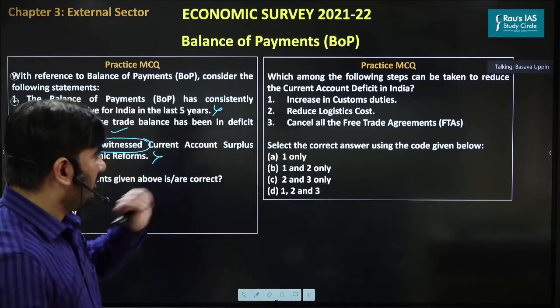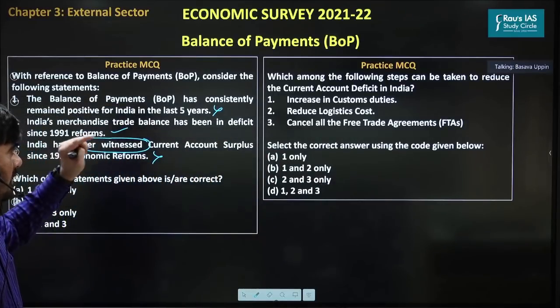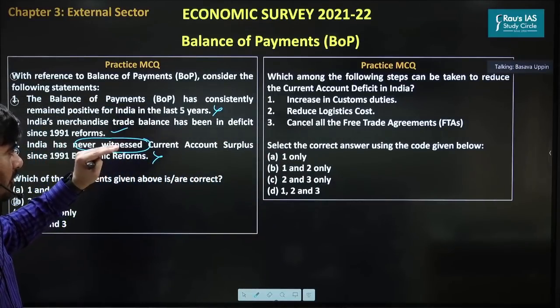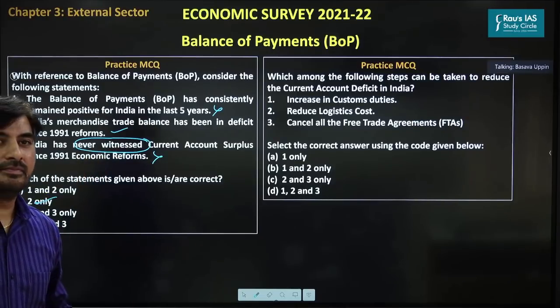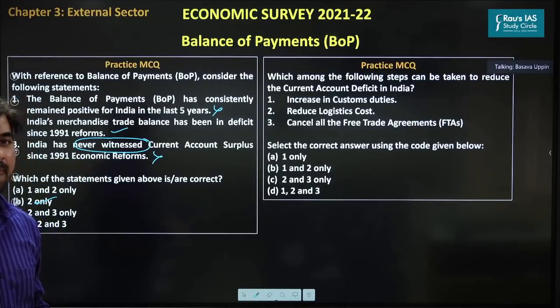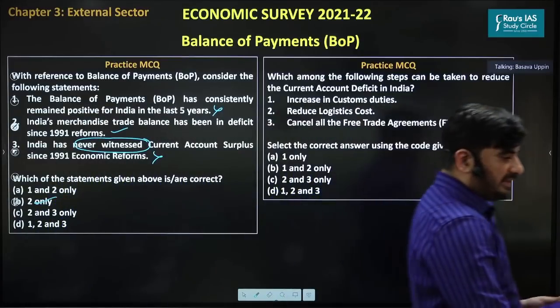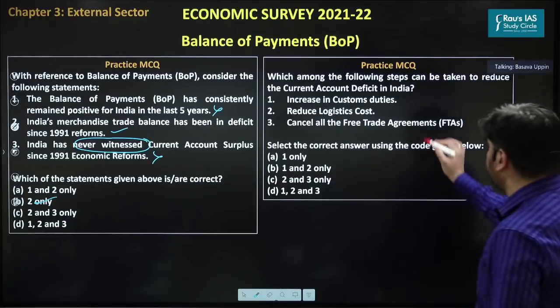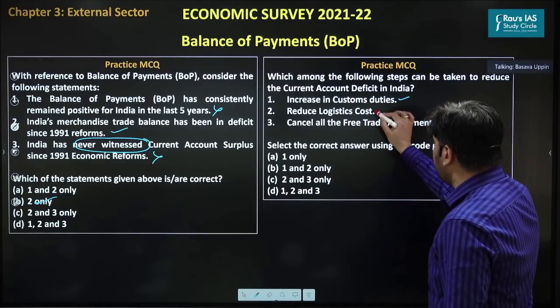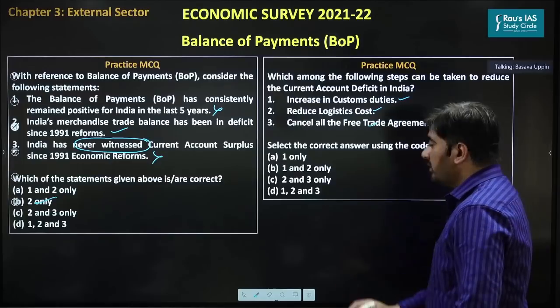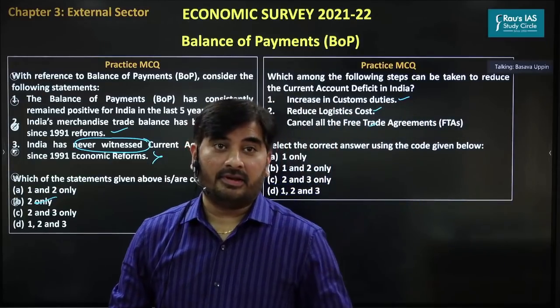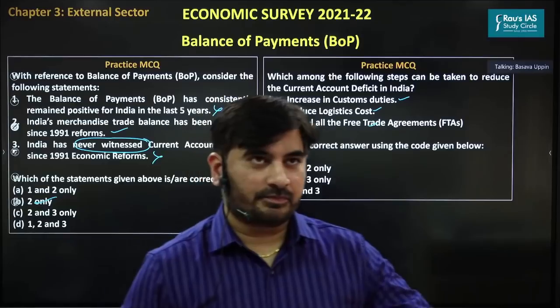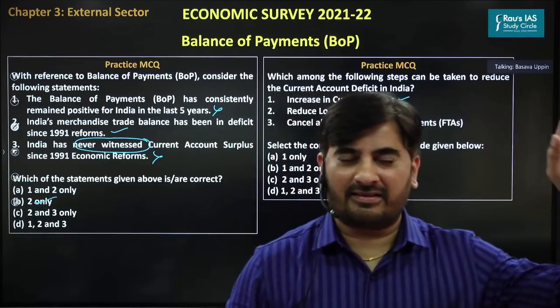Look at the practice question number 2. Let me know the answer. Which among the following steps can be taken to reduce the current account deficit in India? What do you think is the answer? Options are increase in customs duty, reducing logistic costs, cancelling all the free trade agreements, FTAs. Now please focus here. Option number 1 is increase in customs duty.